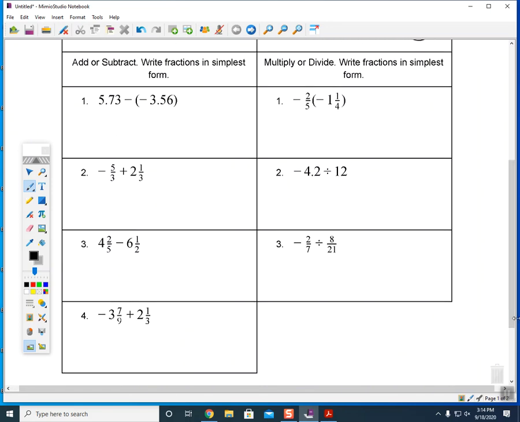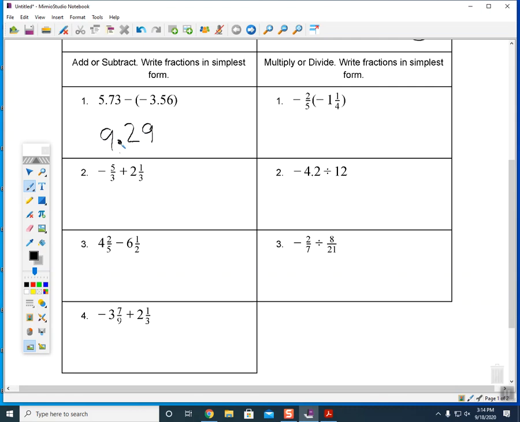Alright, and then these are just asking me to solve it and then write my fractions in simplest form. So the decimal ones are easier because we can literally just punch these in our calculator. So 5.73 minus a negative 3.56 gives me a positive 9 and 29/100ths, 9.29.